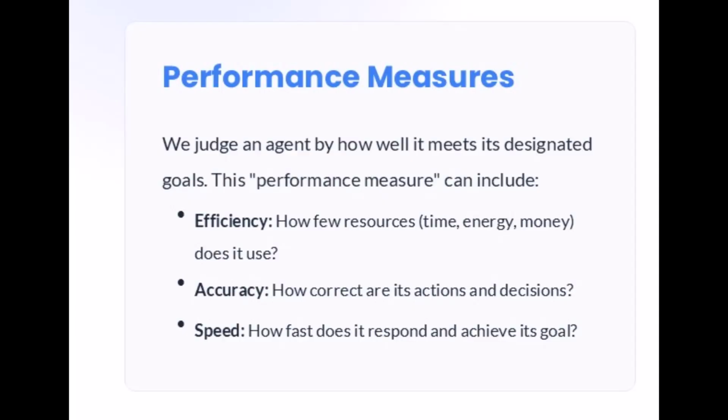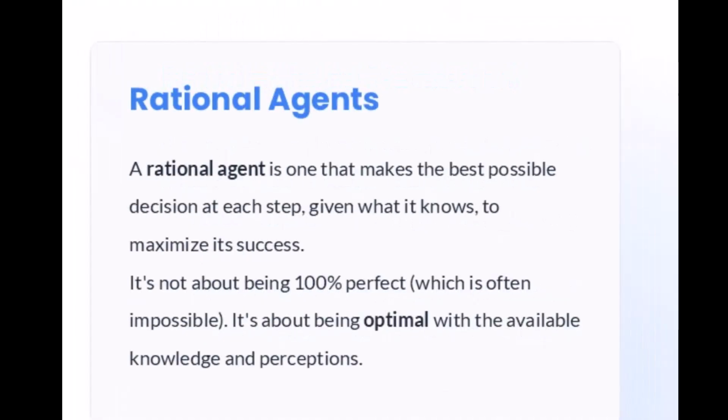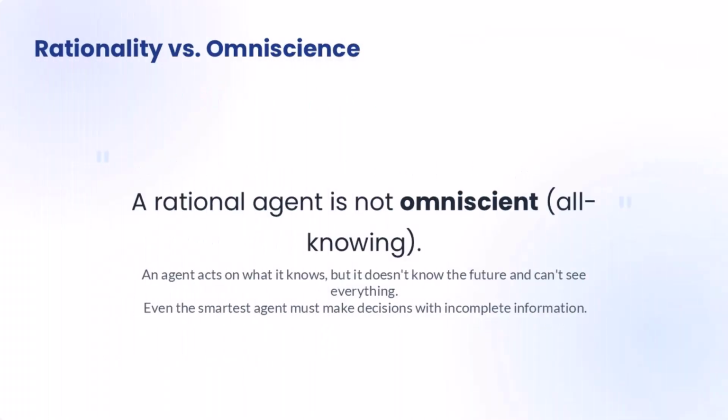So our goal is to build a rational agent. A rational agent is one that makes the best possible decisions at every single step, given what it knows, to maximize its success. It's about being optimal, doing the absolute best it can with the information it has, not necessarily being 100% perfect. This is the distinction between rationality versus omniscience.